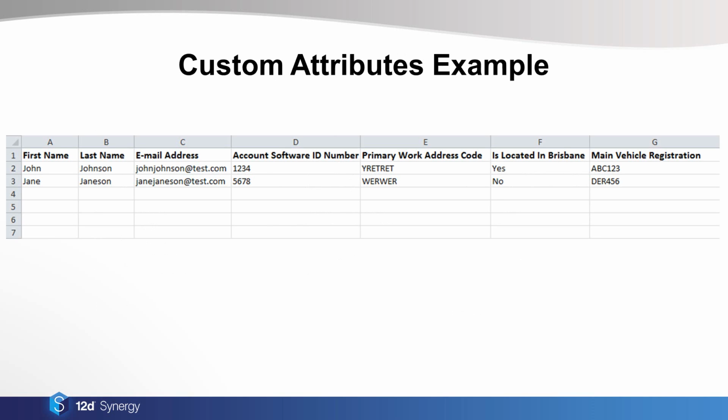You could also have custom attributes. The contacts connector supports defining custom attributes. In this case, we've said that the company has account software ID number, primary work address code, is located in Brisbane, and main vehicle registration as custom fields.